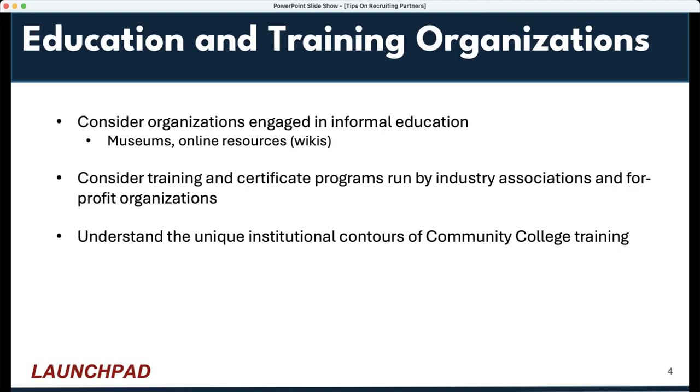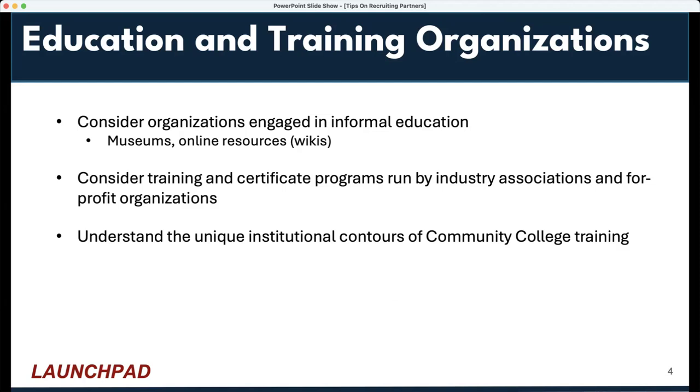Education and training organizations. Consider organizations that are engaged in informal education. That's museums, online resources like organizations that manage wikis. So there's a lot of those out there. You should also consider training and certificate programs that are run by industry associations or even for-profit organizations like Culinary Institute of America would be an example of the latter.